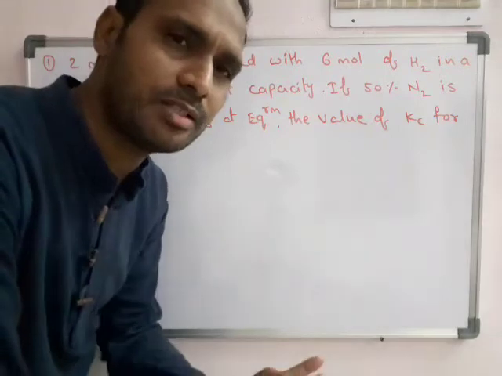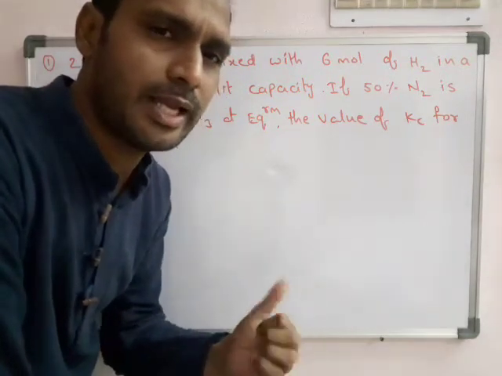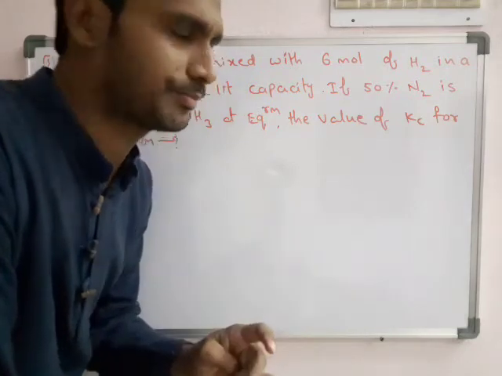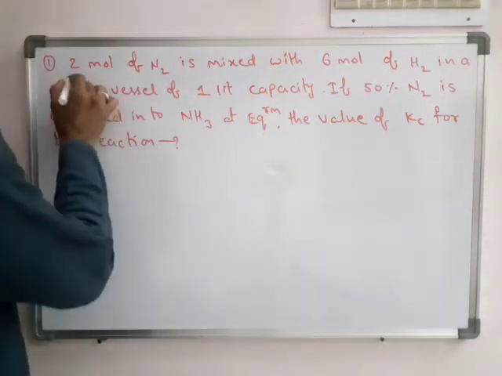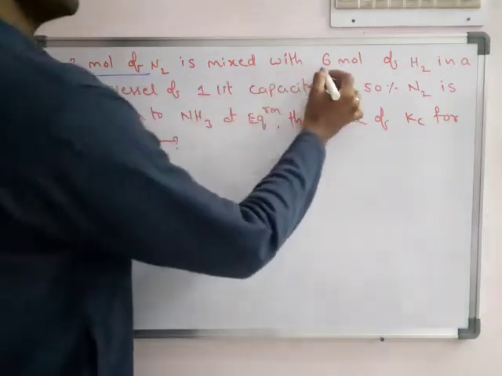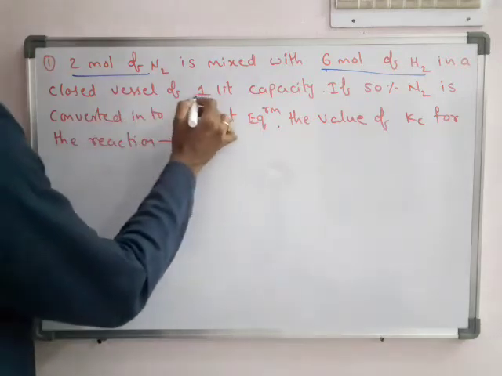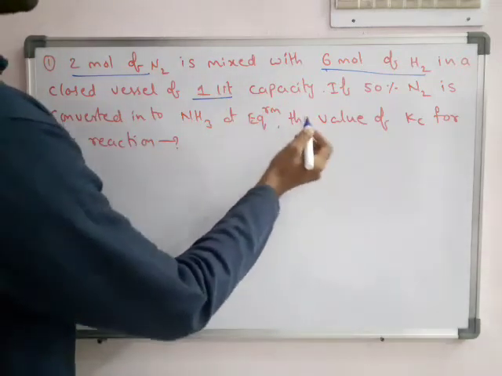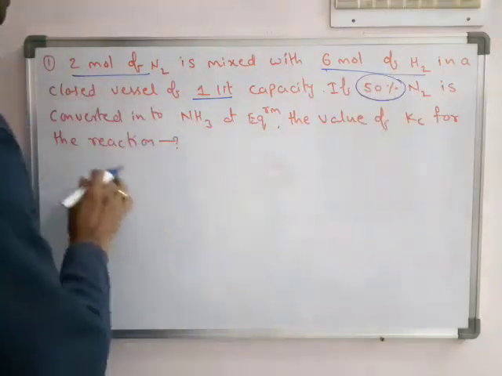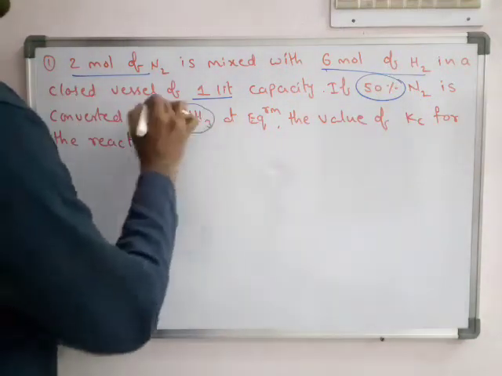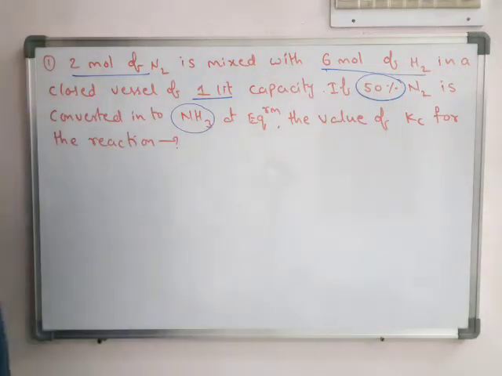So hello everyone. Today we see some more problems in chemical equilibrium. Here 2 moles of nitrogen is mixed with 6 moles of hydrogen in a closed vessel of 1 liter capacity. It is given that 50% of nitrogen is converted to ammonia at equilibrium. So find the value of Kc for the reaction.